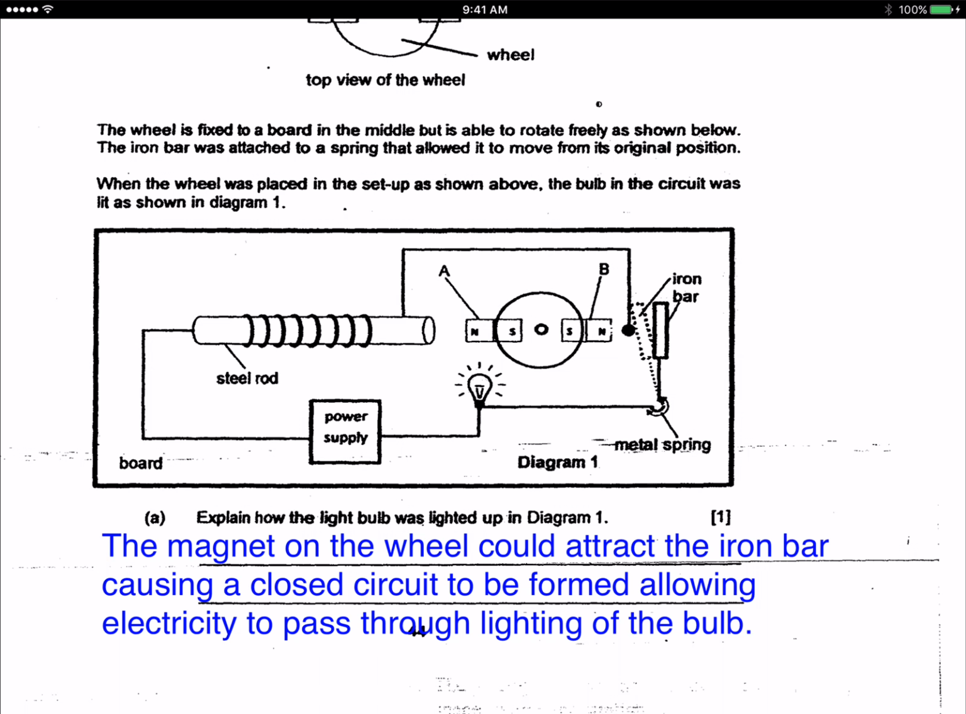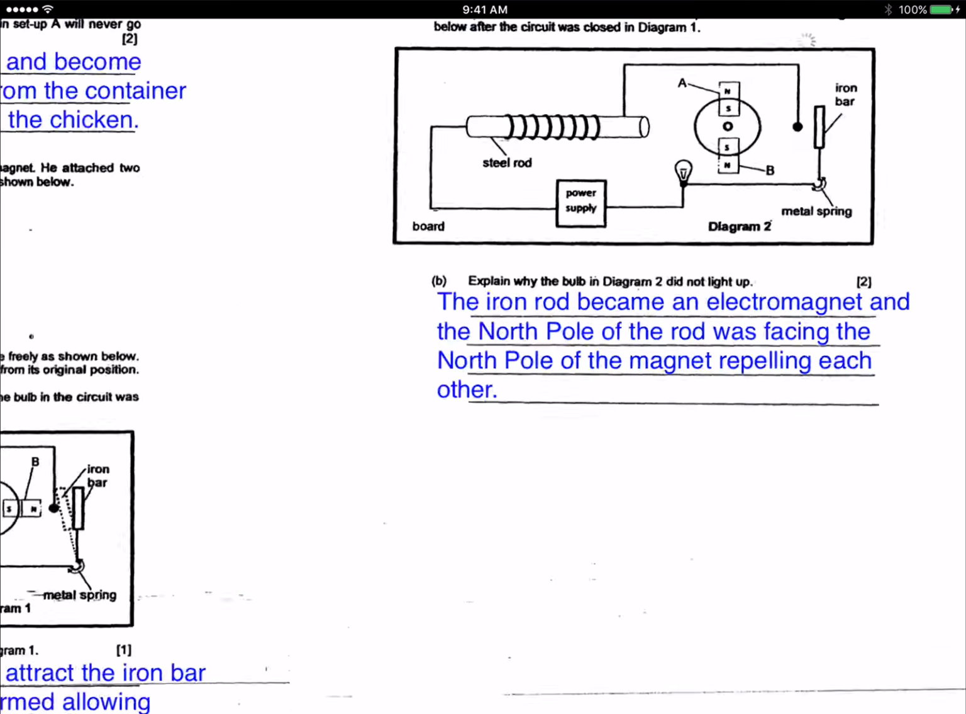Because when the magnet was turned further away from the iron bar, the bar will not be attracted towards the magnet, forming an open circuit. Thus, the electricity will not be able to flow throughout the circuit. Okay, the last part correct. The front part, can you say again? When the magnet was turned further away from the iron bar, the bar will not be attracted towards the magnet. Okay, very good. See, that's right.